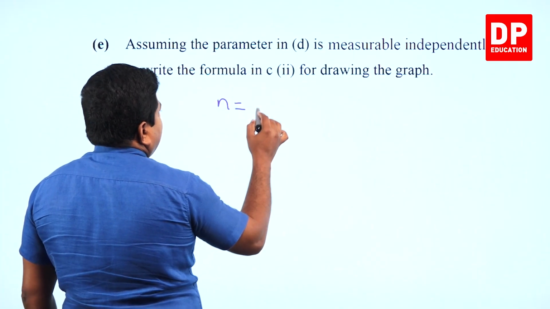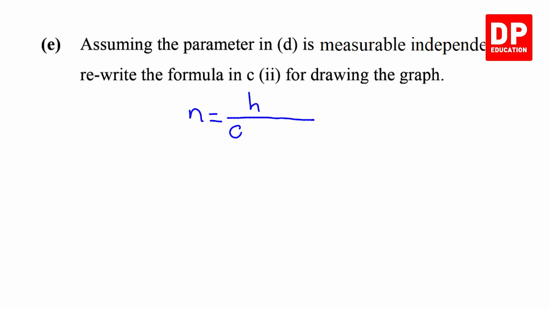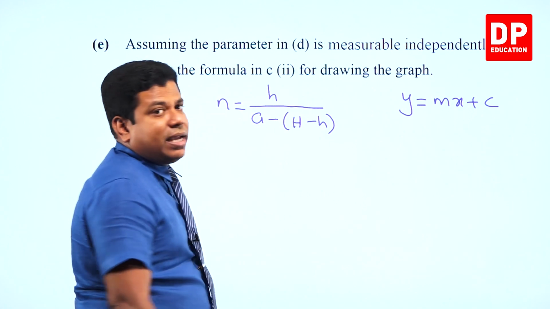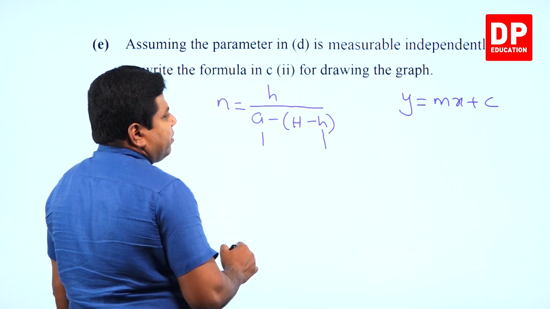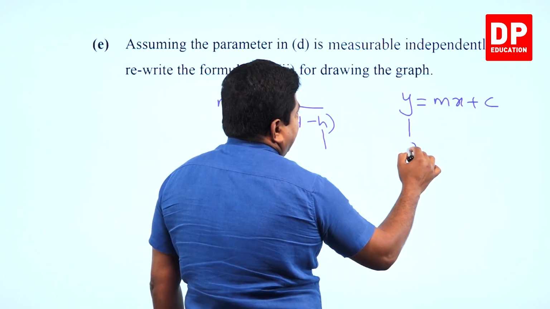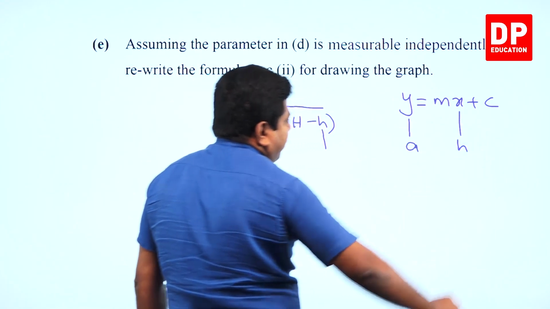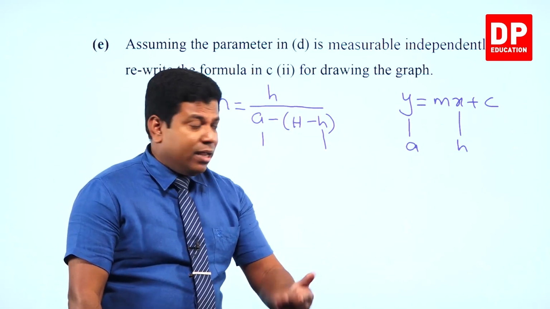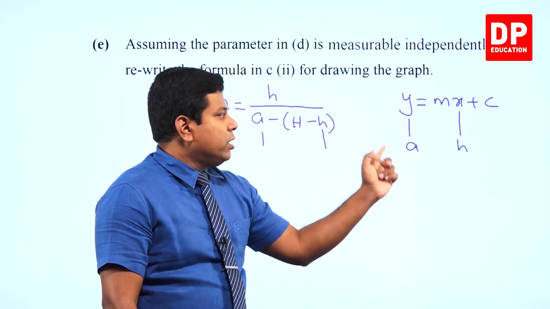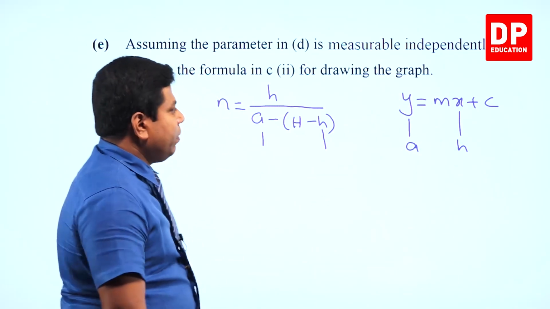N equals H divided by A minus H, minus H is what we have here. Usually for the graphs, we need to bring it into Y equals mx plus C format. H and A are the variables. So Y has to be A, X has to be H. Why? H is the independent variable. So we'll take X as H and Y as A.